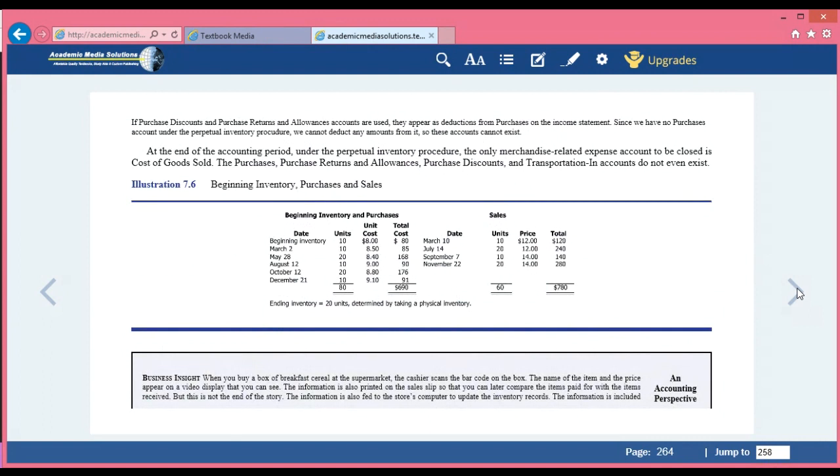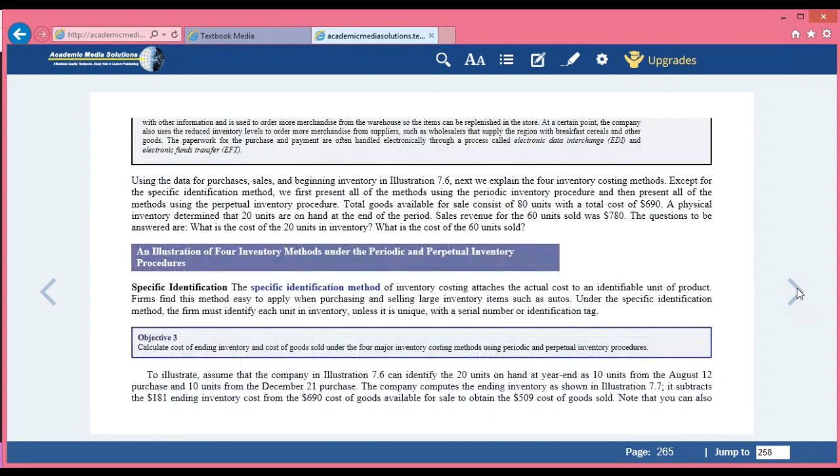Skip that illustration. 7.6 is more than I can explain here online. And there's some better things for you to do to learn this.